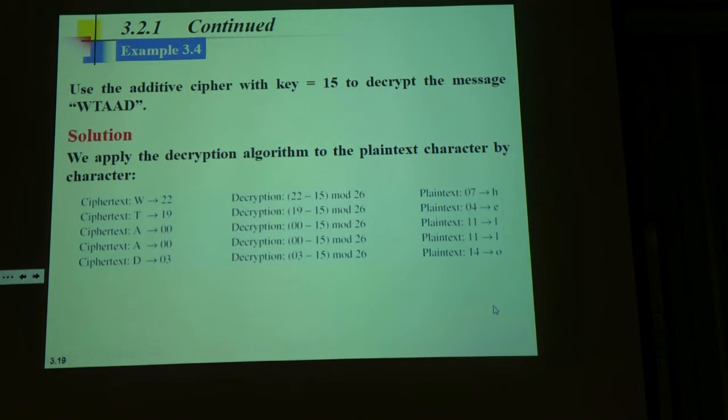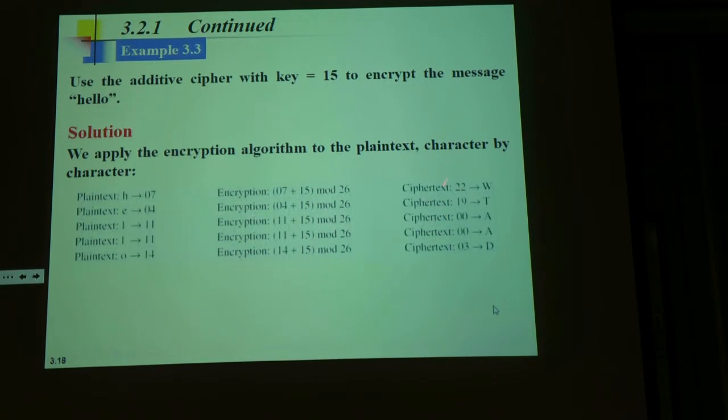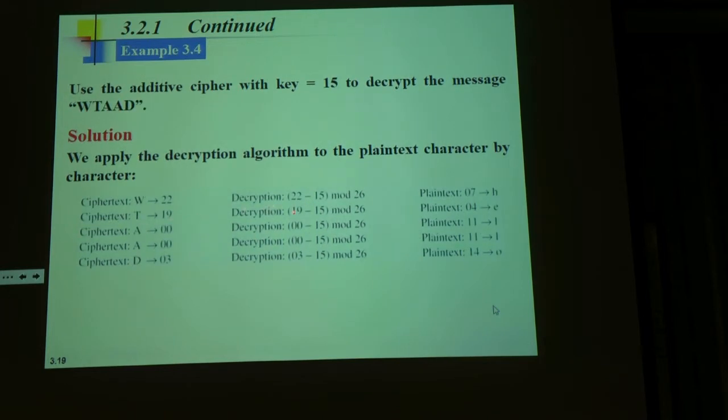For decryption, it is the reverse process. In here, we received W, which is 22. All I have to do is minus 15, mod 26, which gives you 07, which is H. The reverse process.